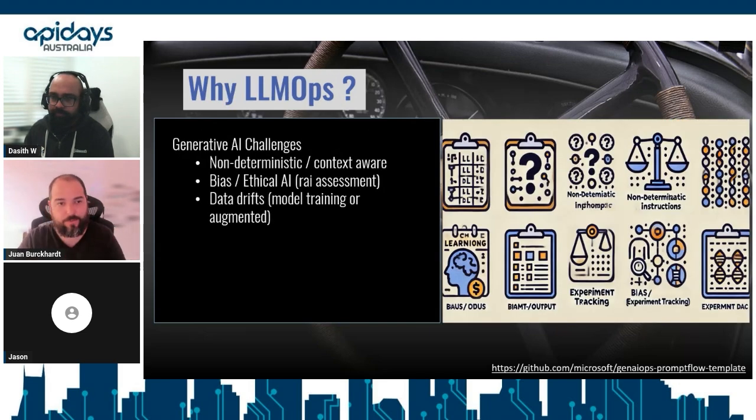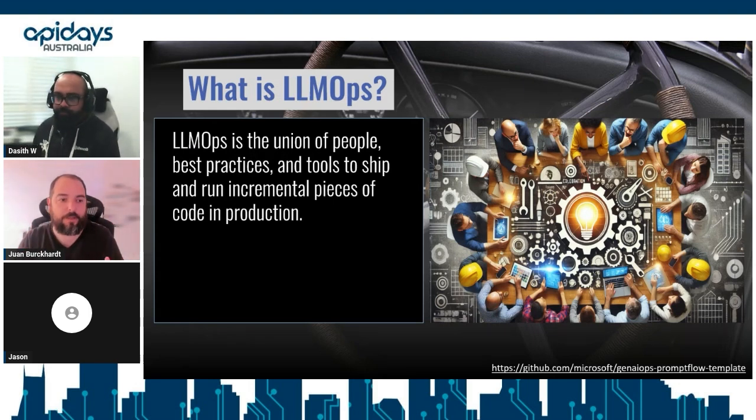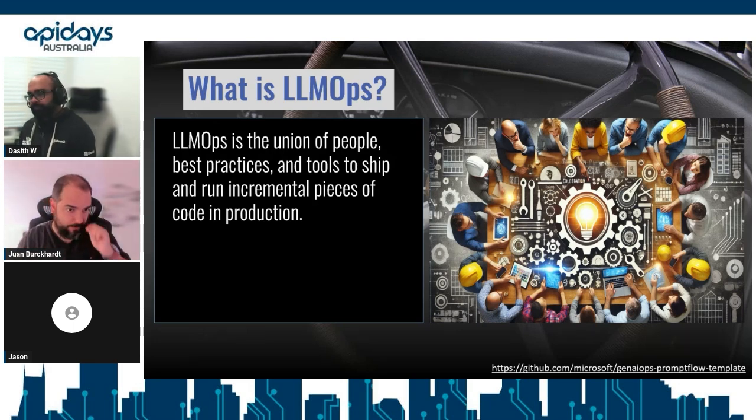If you see the definition, it looks really similar to the definition of DevOps. I could perfectly swap the word LLM ops for DevOps in here, and it will work. At the end, all that it's doing is helping you ship code to production and run it in there. So why is it new?